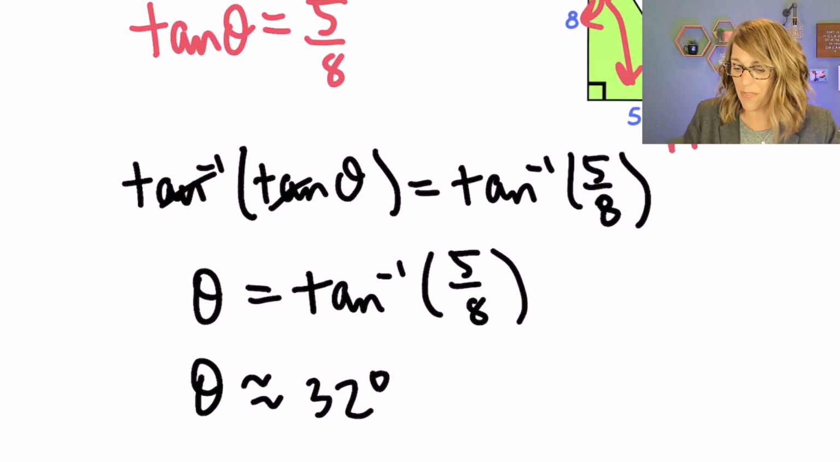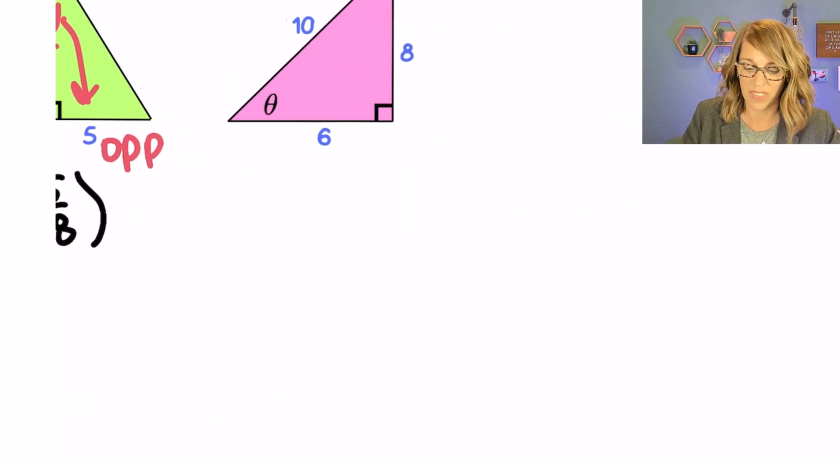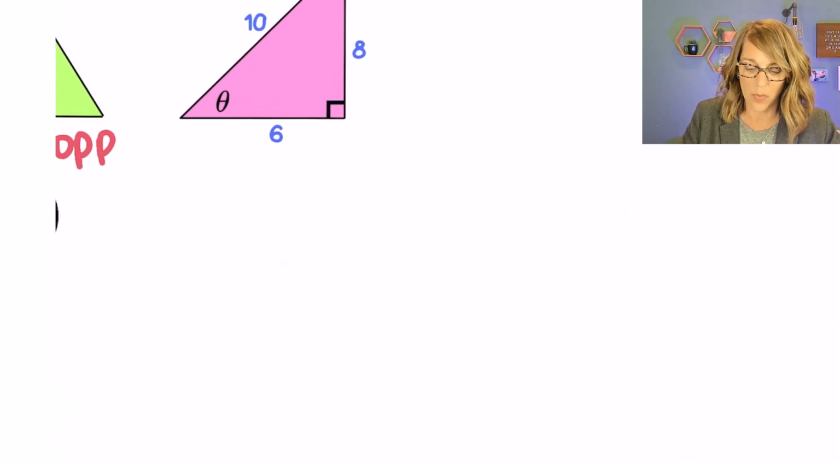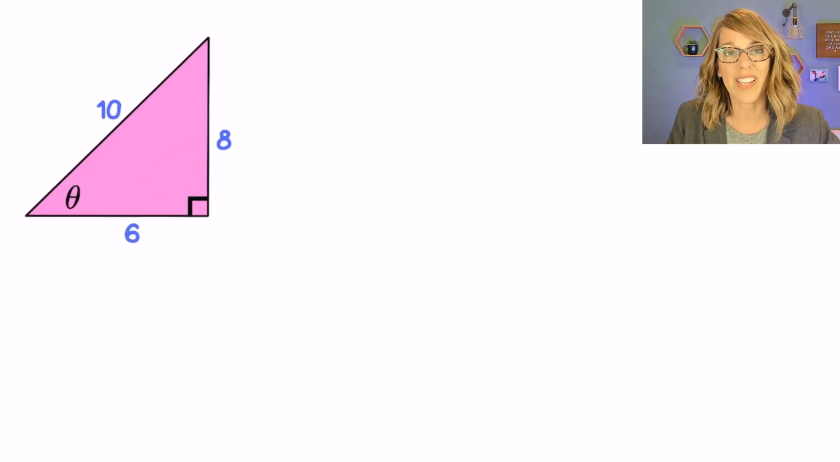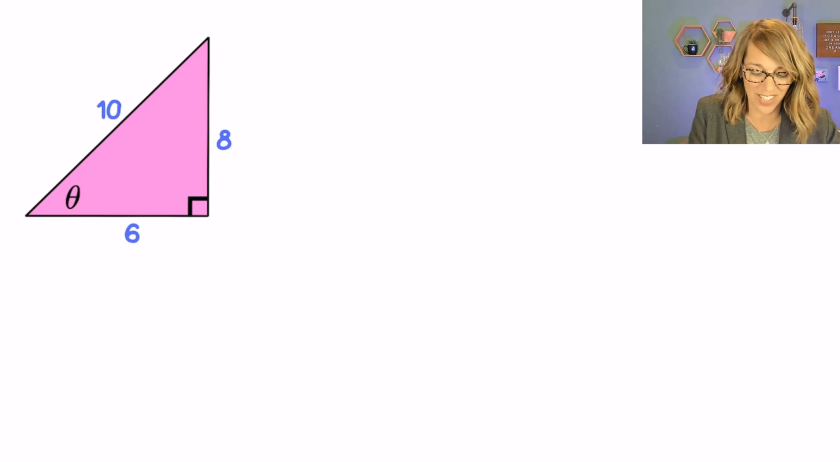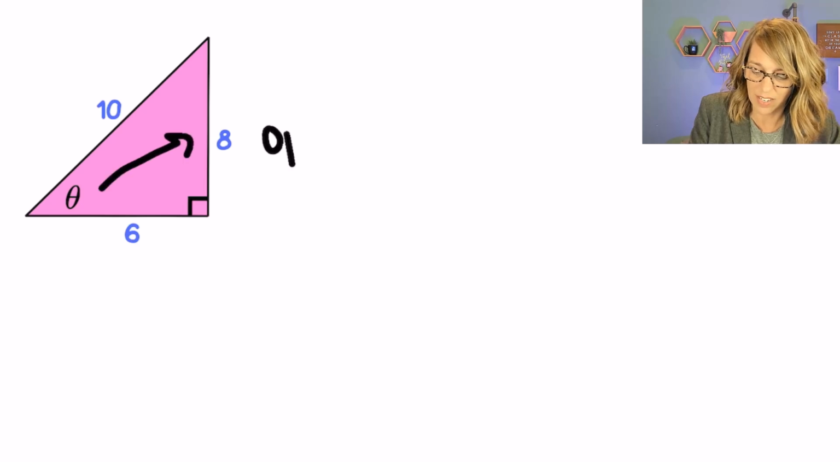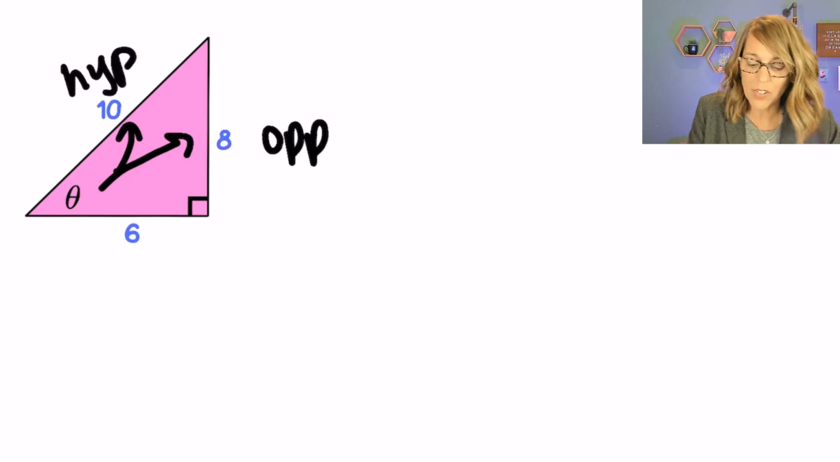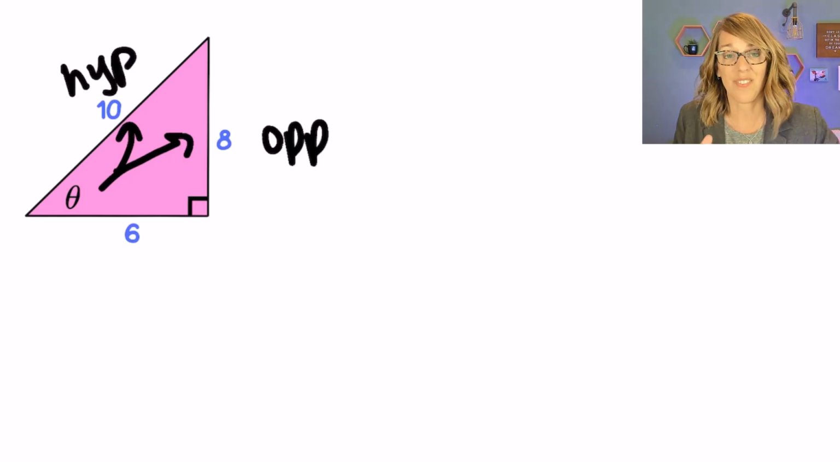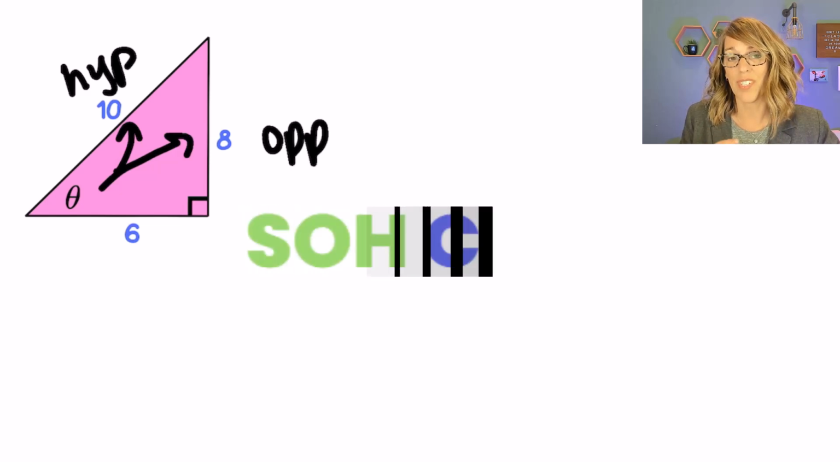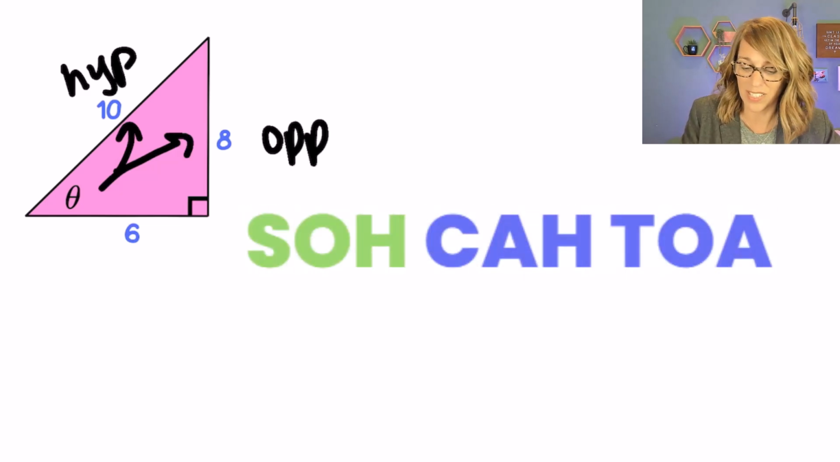Let's do the same thing for that pink triangle. In that pink triangle, we are given all 3 of our sides, which means that I can use any of the trig functions that I want. How about, I'm going to pick up the opposite side, and I'm going to pick up the hypotenuse this time. But I could have used tangent, I could have used cosine, but instead I'm using SOH CAH TOA. This is going to be my sine.